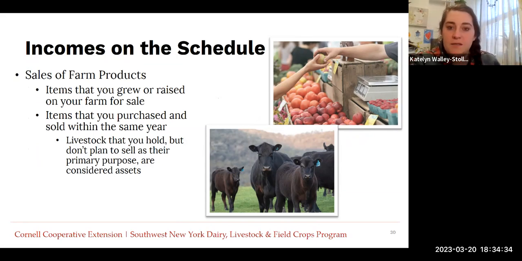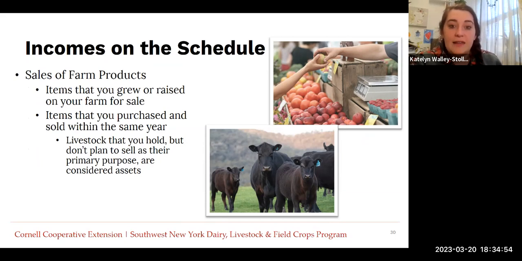So if you buy a goat kid at the beginning of the year, you feed that goat kid and you sell it at the end of the year. Even though that goat kid wasn't born on your farm, that still counts as an animal that you raised on your farm. So that would count as income that you would claim.